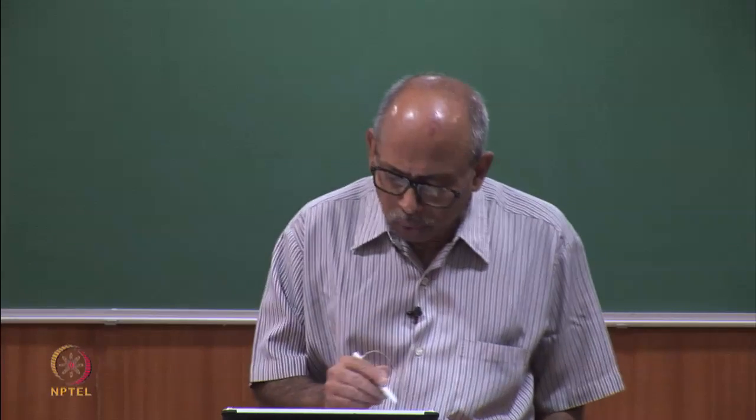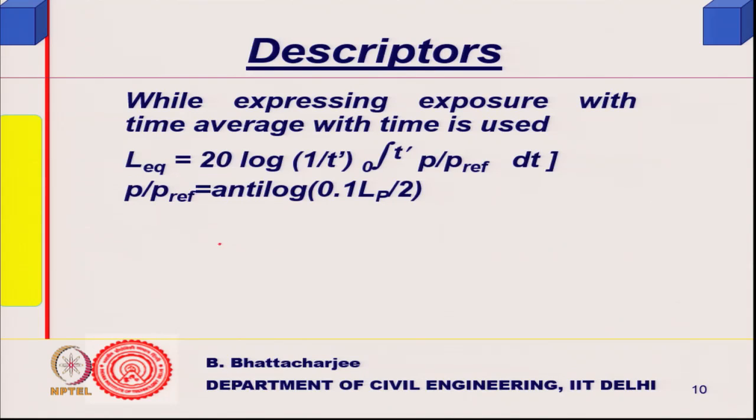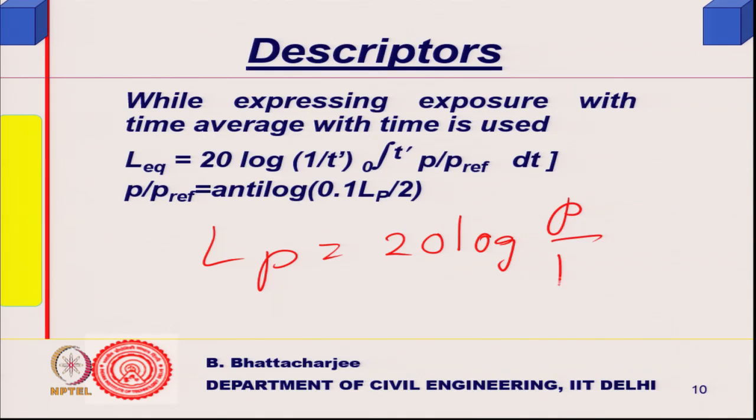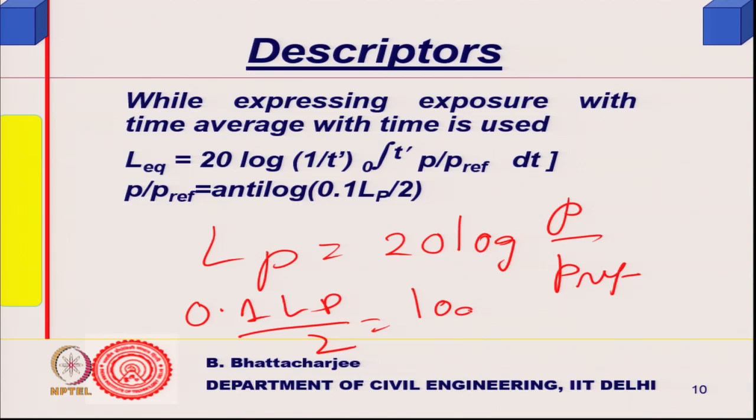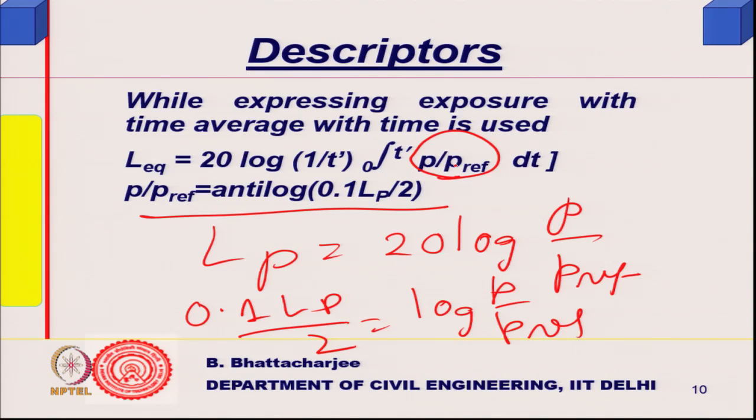So continuing from where we stopped, what we were saying is that LP equals 20 log P by P reference. So I can write this as LP by 20 equals log P by P reference. So this follows P by P reference, because then I'll put it under the integration sign. These values, LP is measurable, and then you write it like this.